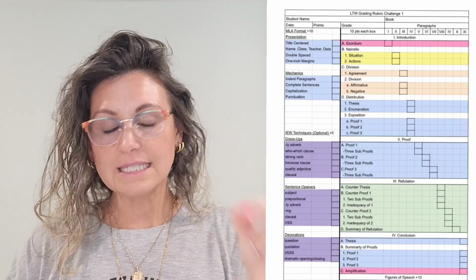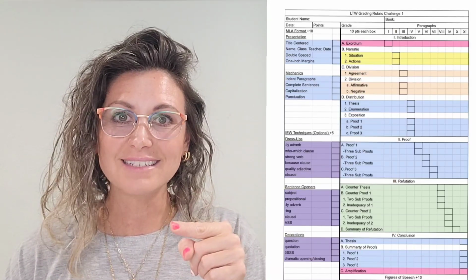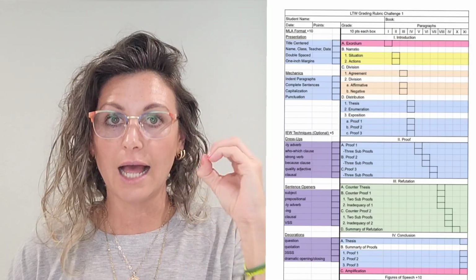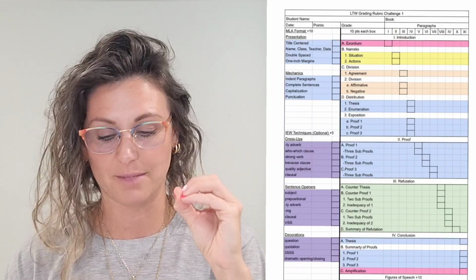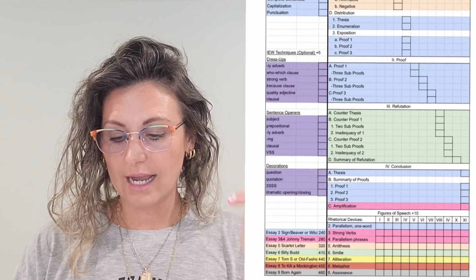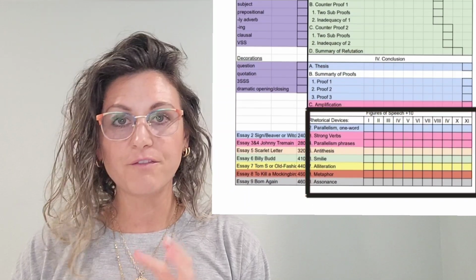All right, when you see these outline components, you can just put an X in that black box. If they missed it, I put a circle to signify that it's missing. Once you've graded the outline, we can go down to the bottom and look at the figures of speech.